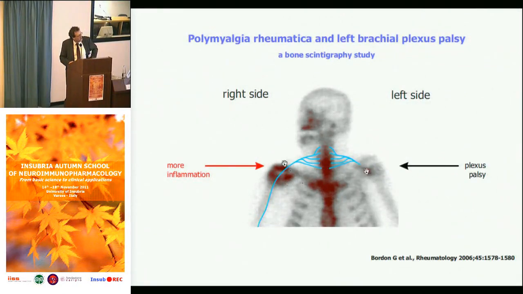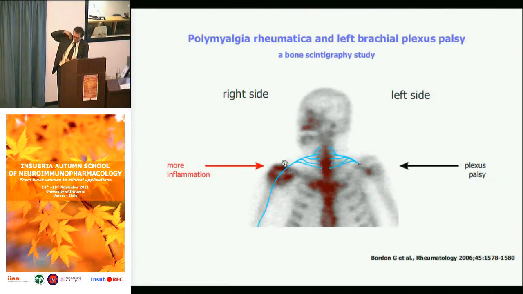And you see that on this side, this patient had a plexus palsy, meaning he had an accident. And with the accident, there was a cut of the nerves that come out of the spine, a cut. And in this area where he had this palsy, the inflammation was very much lower as compared to the intact side. So you see, you need an intact nervous system to make inflammation.